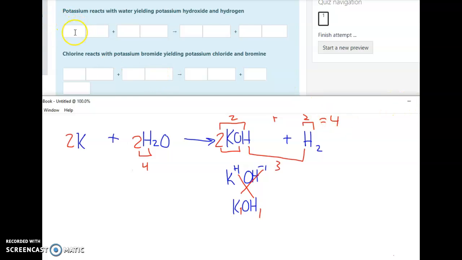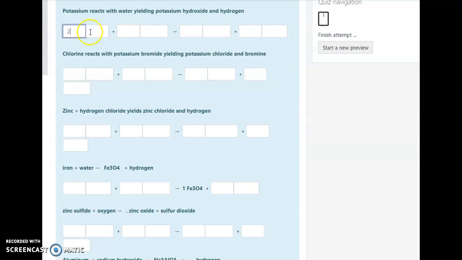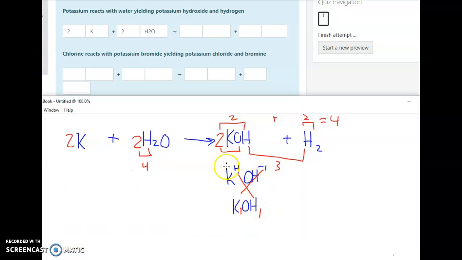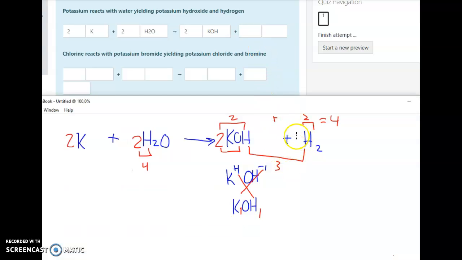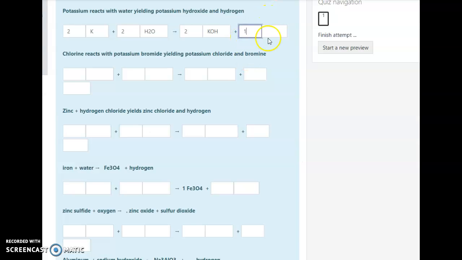When you enter that into the book here, you're going to put 2K plus 2H2O yielding 2KOH and 1H2. Now I didn't write it, which I should have done, sorry. 1H2. So that's my answer. I highly recommend.